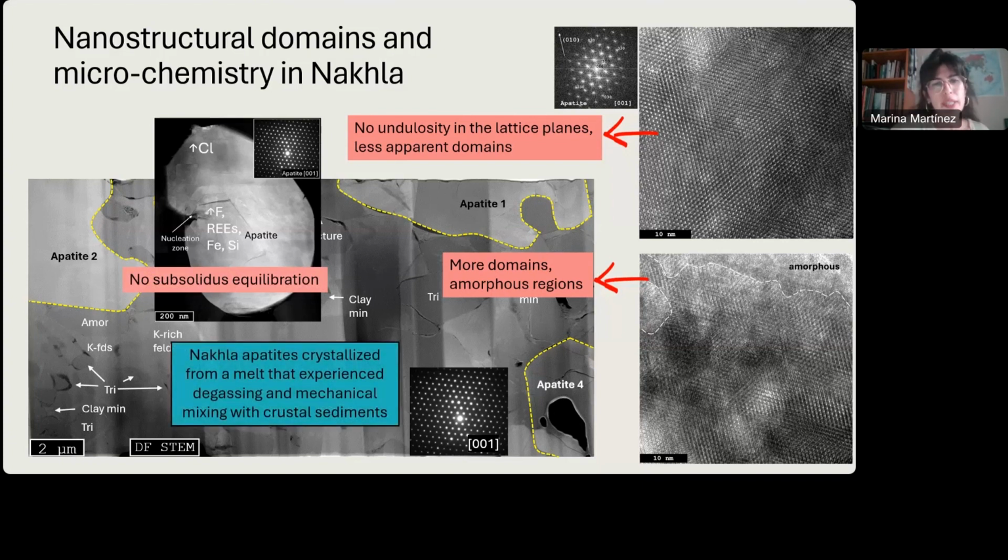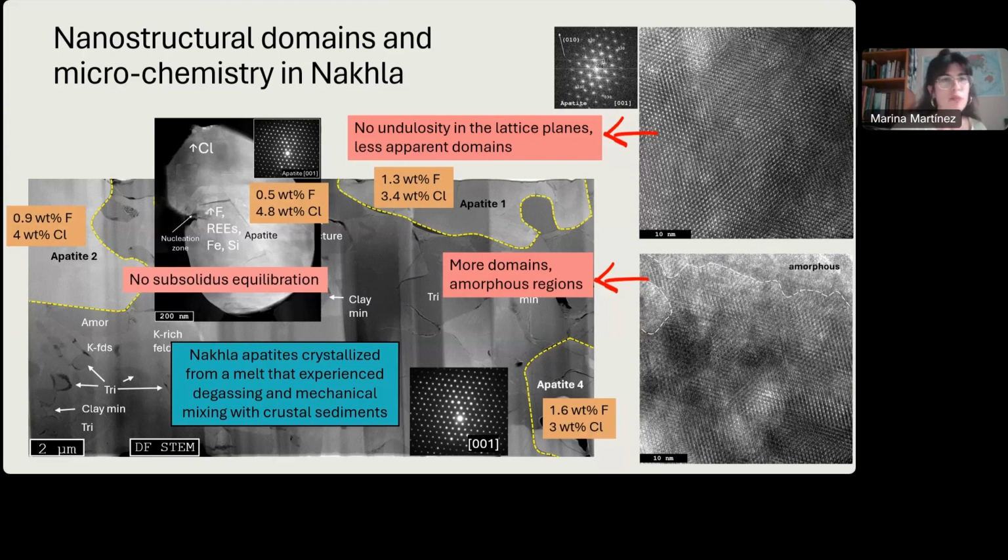So we concluded that NWA apatites crystallized first from a melt that experienced degassing and mechanical mixing with crustal sediments, and at first this was an open system and all intercumulus melts were connected with each other, but as the crystallization advanced, these were closed systems, and then each apatite grain evolved differently from one another. That explains the differences in composition from one apatite grain to the other, only a couple of microns apart.